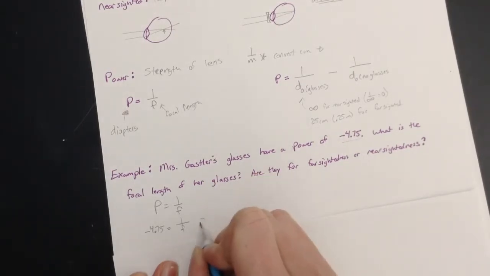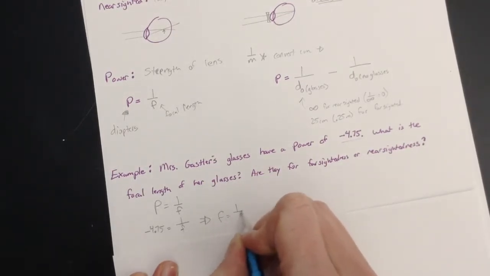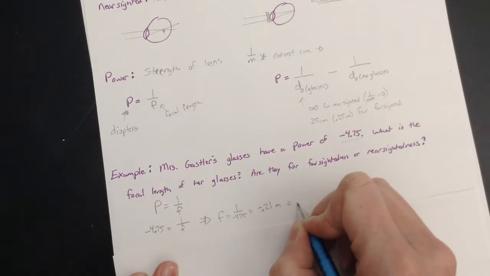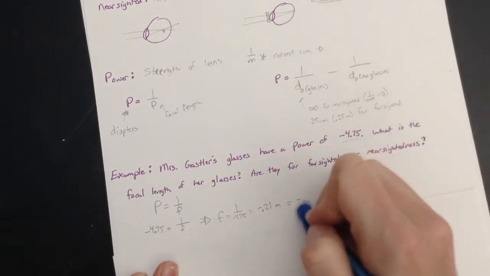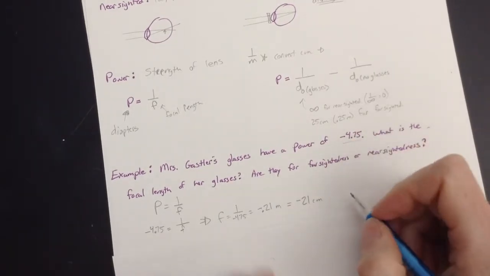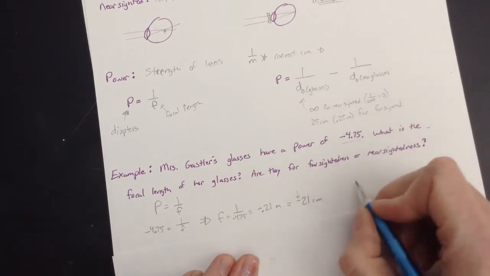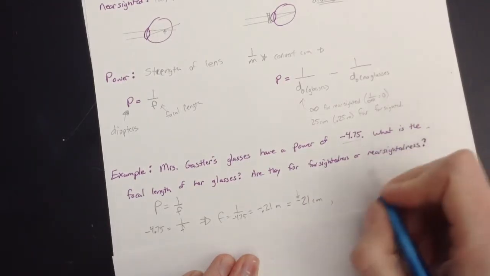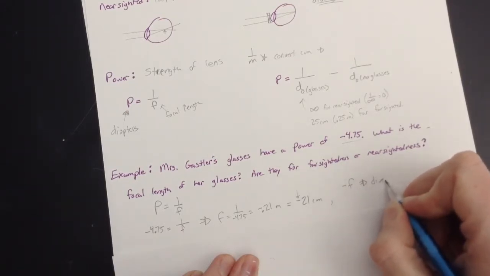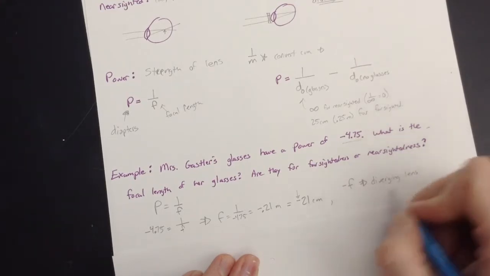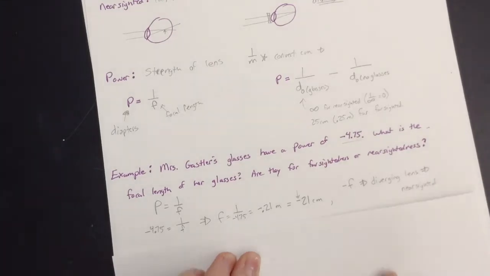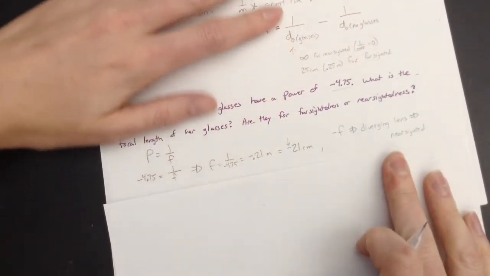So I'm going to draw some arrows. The focal length will be 1 over negative 4.75, which is negative 0.21 meters, which is negative 21 centimeters. Okay. Now, when you have a negative focal length, that will tell you whether it's for farsighted or nearsighted, because negative focal length means that I have a diverging lens, which means that I am nearsighted. Okay, so that was fun. That's true, I'm nearsighted. I can't see anything far away, especially without my glasses.